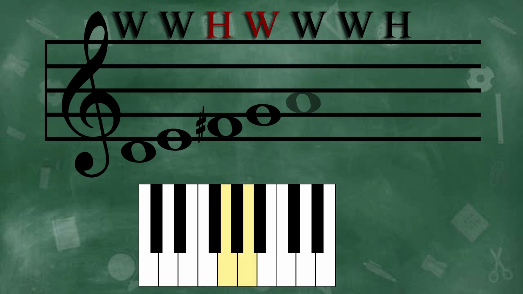A whole step, G to A. Another whole step, A to B. Another whole step, we're going to go from B to C sharp. If we just went from B to C, that's only a half step. We need to go 2 half steps. So we're going to go from B to C sharp. And finally, our last half step, C sharp to D.